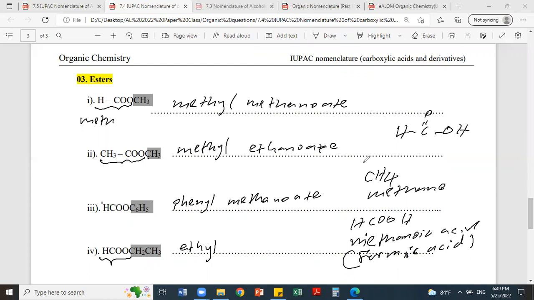Formic acid. Some you get formalin, formaldehyde, formalin, it's like this. Then ethyl methanoate. Right, done. When you're done, tell me. I'll erase after that.